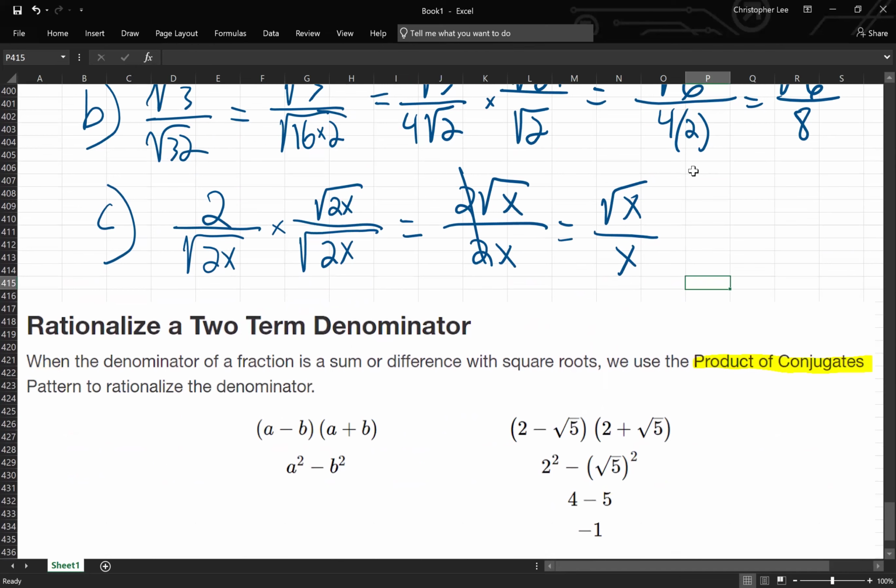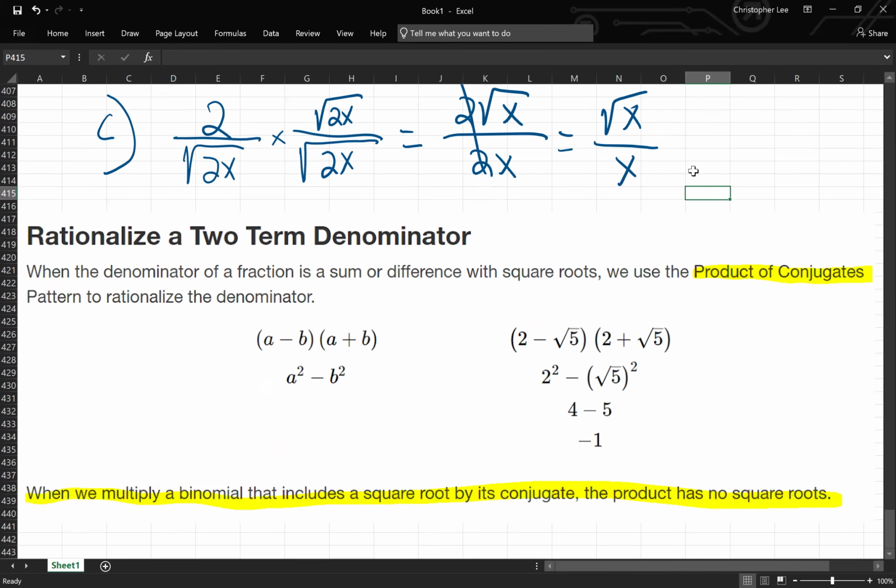When the denominator of a fraction is a sum or difference with square roots, we use the product of conjugates pattern to rationalize the denominator. So a minus b times a plus b is equal to a squared minus b squared. And 2 minus square root 5 times 2 plus square root 5 is going to give you 4 minus the square root 5 squared. Call that 4 minus 5 or negative 1. So when we multiply a binomial that includes a square root by its conjugate, the product will have no square root. Okay.